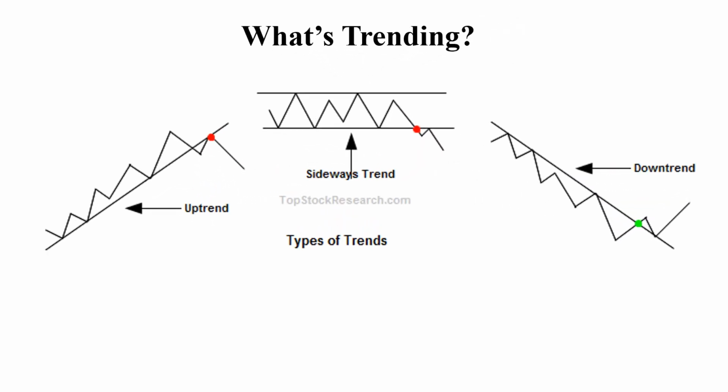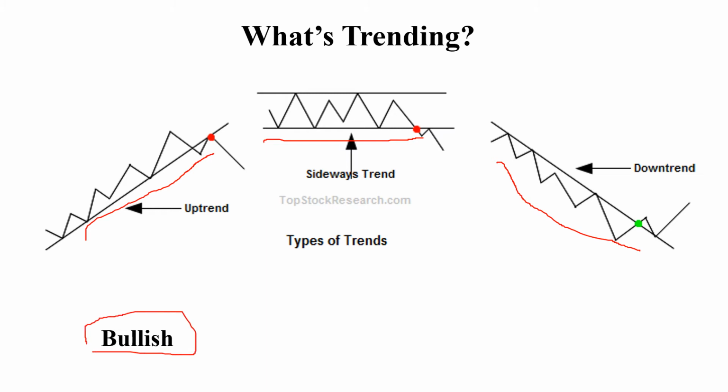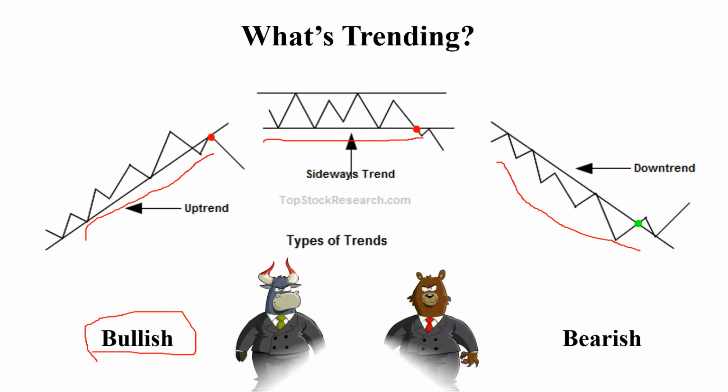So what's trending? Stocks can only go one of three ways. They can either go up during an uptrend, they can go down during a downtrend, or they can go sideways. If they're going up, they're said to be what's called bullish. And if they are going down, they're said to be what's called bearish.